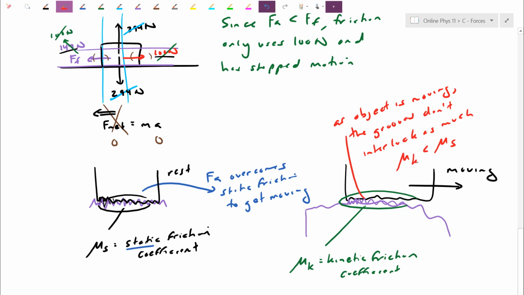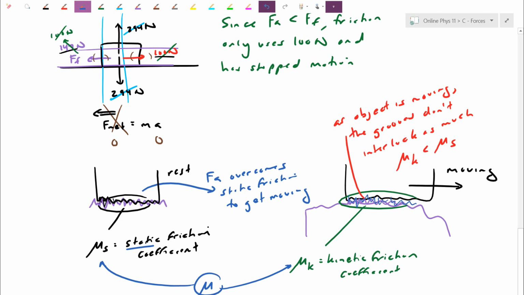Now, as I mentioned, for typical problems we don't usually do this level of detail. Usually they just give you one mu coefficient. They just call it mu, and this mu covers both which part was just to keep it from moving, and which part was after moving, even though the grooves aren't as interlocked as before and mu k should be a little bit less. They usually just call it one and the same, just the mu coefficient. So just watch out for that. Again, the emphasis here is that there are only enough grooves on the surface to interlock to a certain degree.